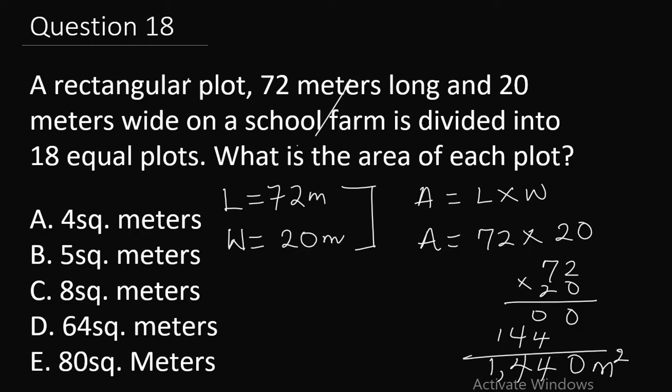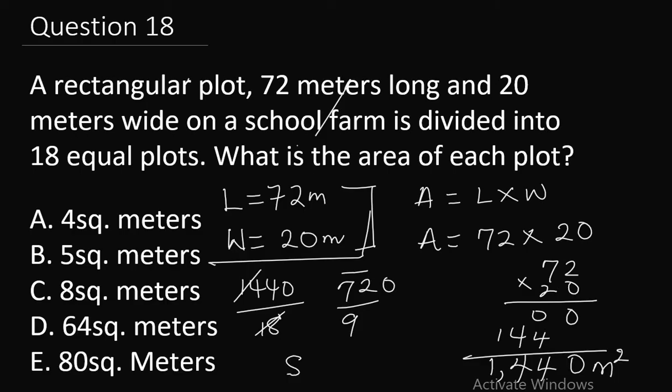They now said it is divided into 18 equal plots. So divide this area, we have 1440 by 18, to know what the area of each plot will be. 2 into 18 is 9. 2 into 14 is 7. 2 into 4 is 2. You have 0. 9 into 72 is 8. Bring down your 0. So 9 into 720 is 80. The correct answer is 80 square meters, which is option E.